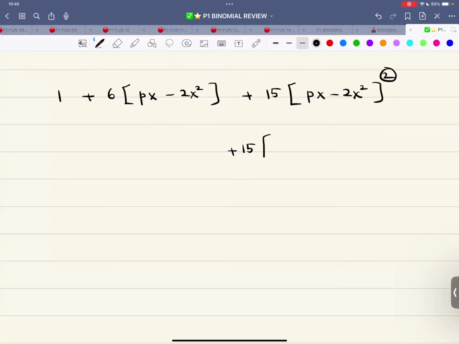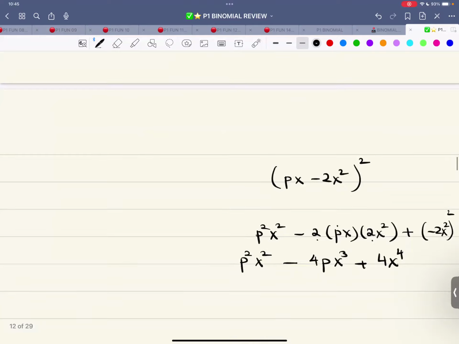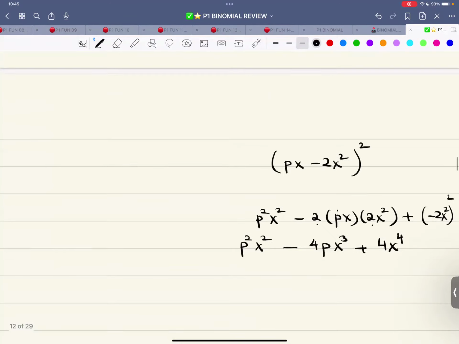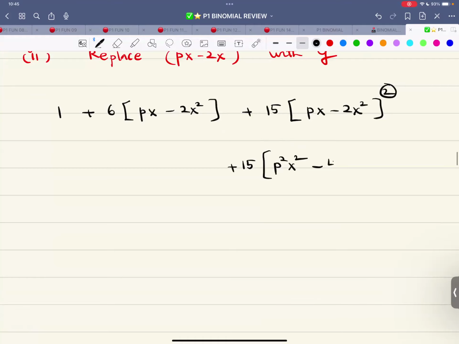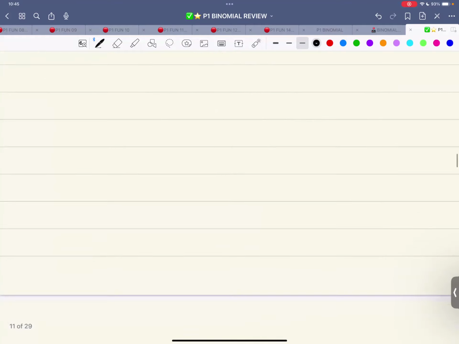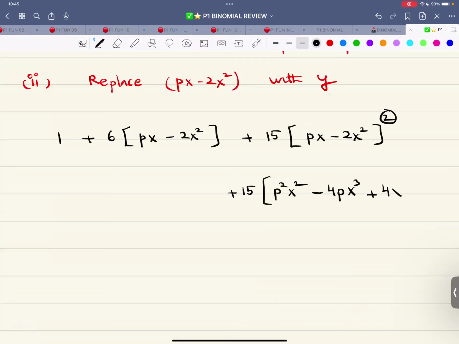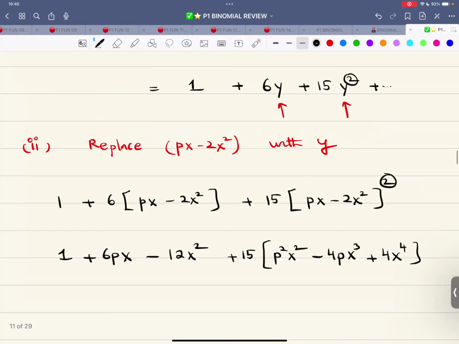So let me write over here. This is 15, and this thing is p square x square, and this is minus 4px cube, and this is 4x power 4. This one is 6px minus 12x square, and this is 1.